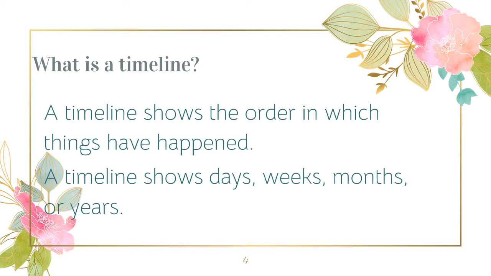A timeline shows the order in which things have happened. A timeline shows days, weeks, months, or even years. So your timeline can be in the form of days, weeks, or months, or even years. And it can have all of them together in one timeline as well. Alright?